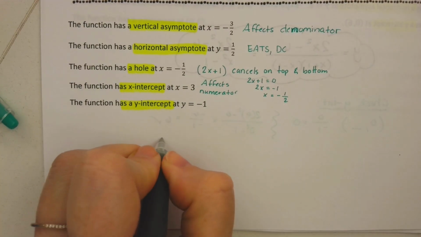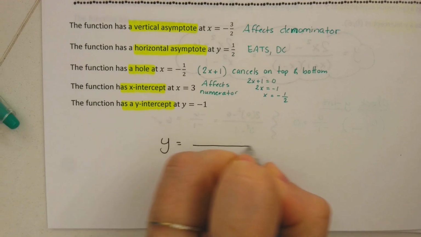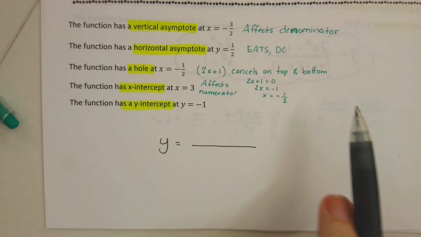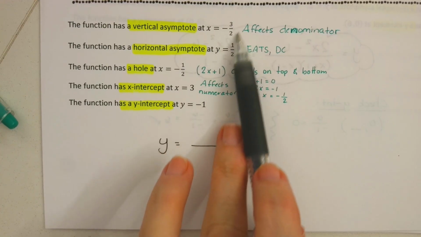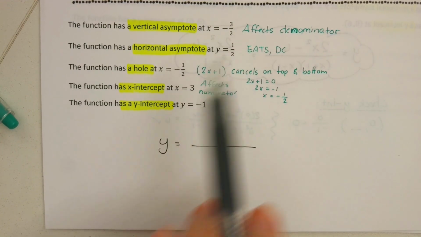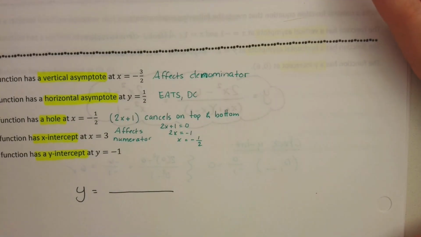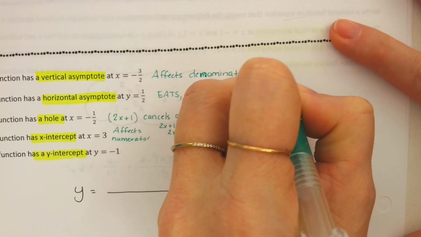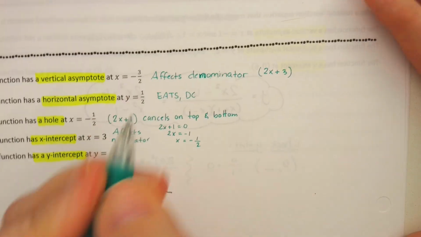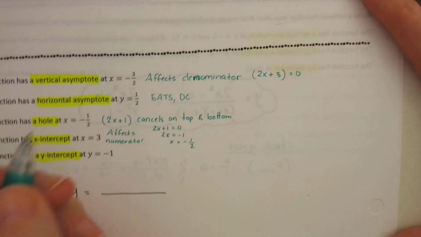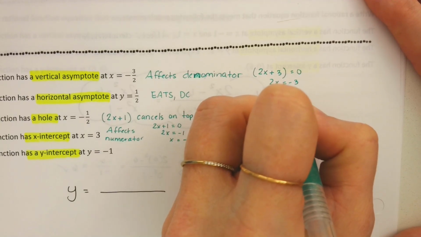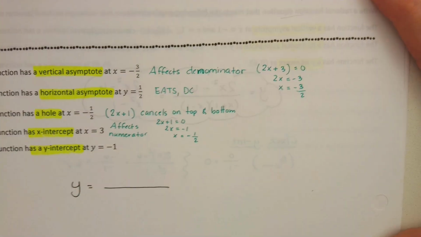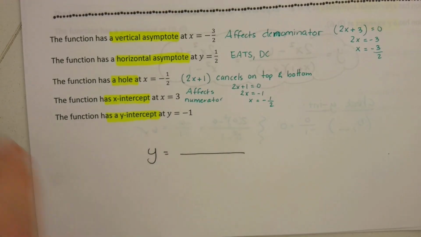Alright, let's start setting up what we know. Y equals. Vertical asymptote at x equals negative 3 over 2. Can we tell what factor that would be? 2x plus 3. Let's write it down and then double check it. If we were to take that, set it equal to 0 and solve it, that would be 2x equals negative 3, which means x equals negative 3 over 2. Very good. 2x plus 3 does go in our denominator then.